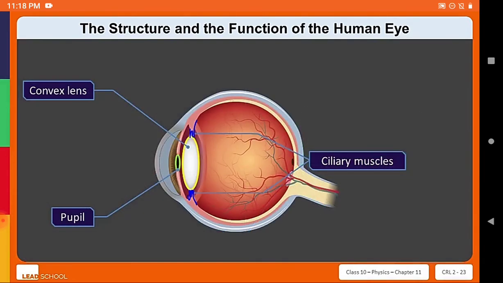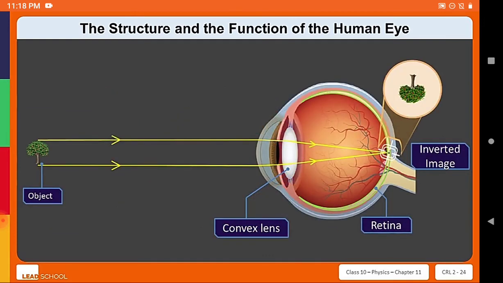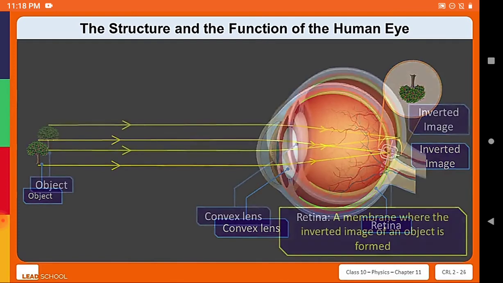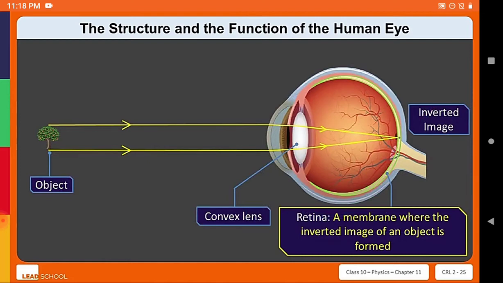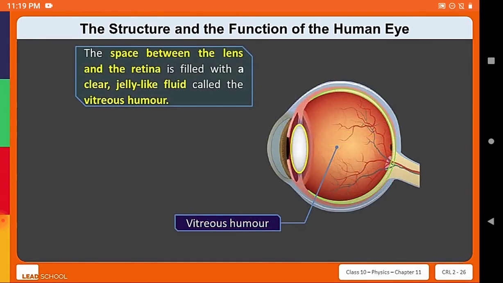Behind the pupil is a crystalline convex lens, which is held in place by ciliary muscles. This lens focuses the light from an object to form an inverted image on a delicate membrane that lines the back of the eye. This membrane is called the retina, and it acts as a screen where the inverted image of an object is formed. The space between the lens and the retina is filled with a clear, jelly-like fluid called the vitreous humor, which helps maintain the shape of the eye.